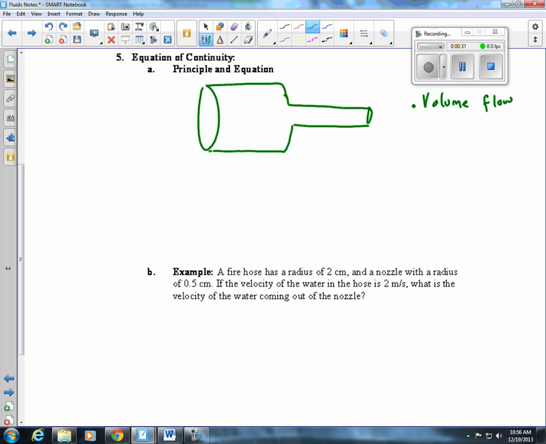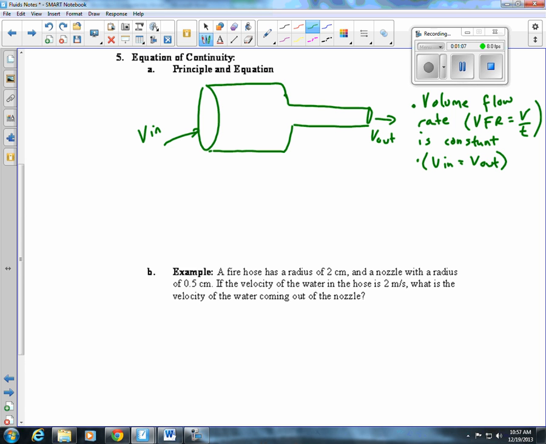volume flow rate, and you find that volume flow rate, which is equal to volume divided by time, is constant. Okay? Whatever volume is coming in the wider end has to equal the volume that's going out the other end. Okay, if I have 3 gallons per second coming in on the left end, 3 gallons per second has to come out on the other end.